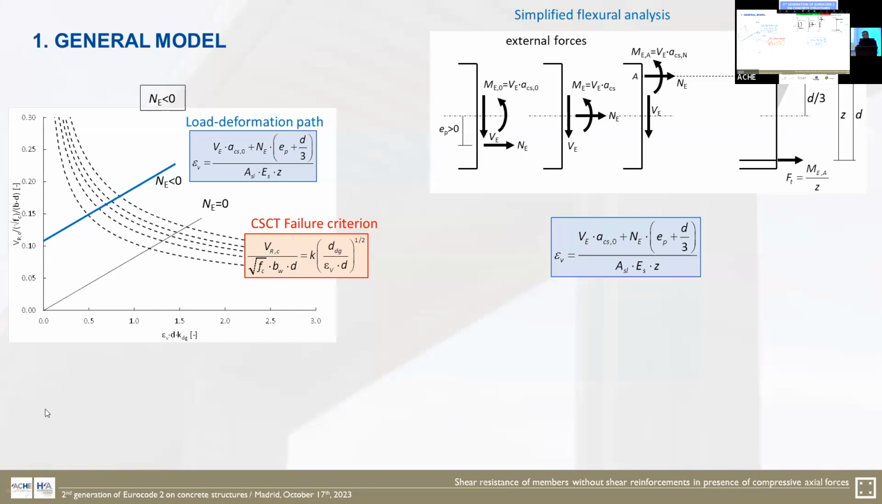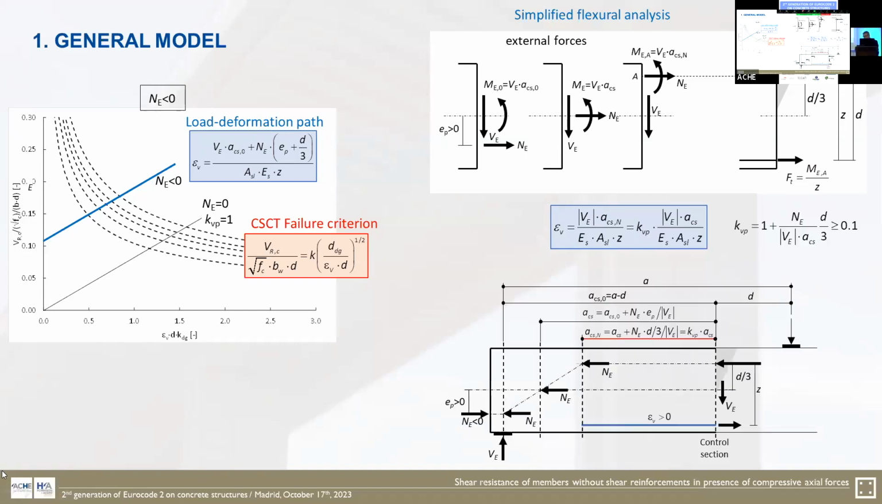When an axial force acts on the control section, the reinforcement strain can be evaluated taking moments at the point A of the section. And so the load deformation path is a straight line that does not pass through the origin. The intersection of this straight line with the shear failure criterion does not provide an easy to use formulation.